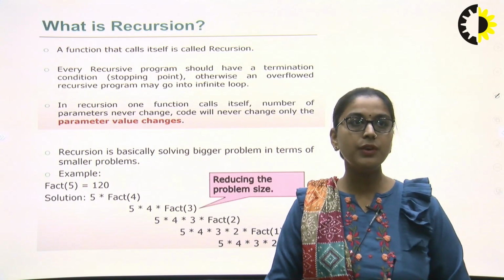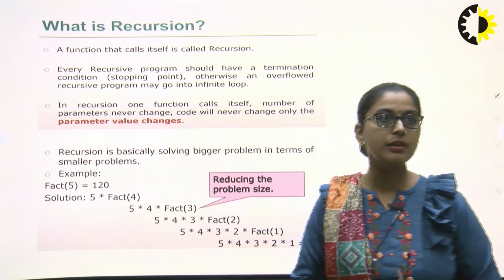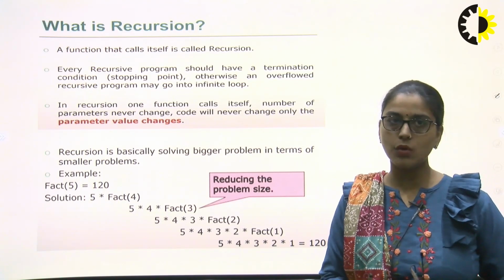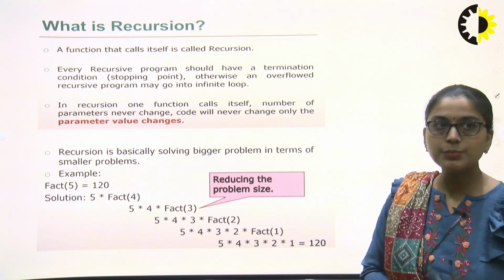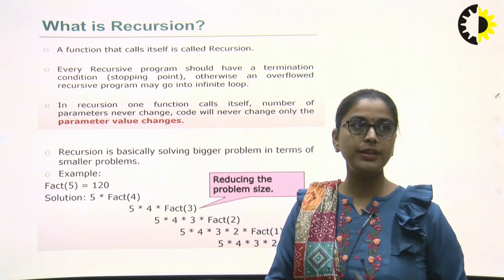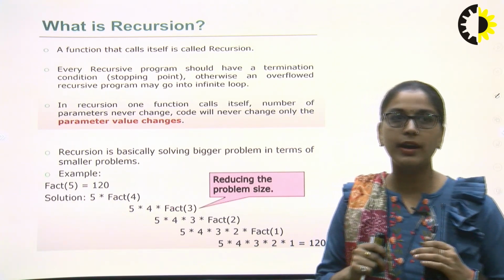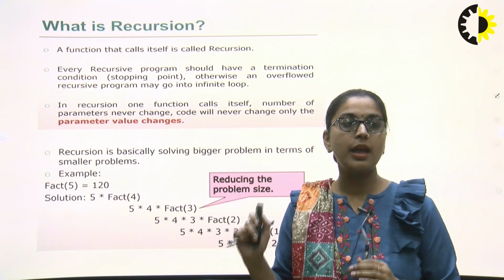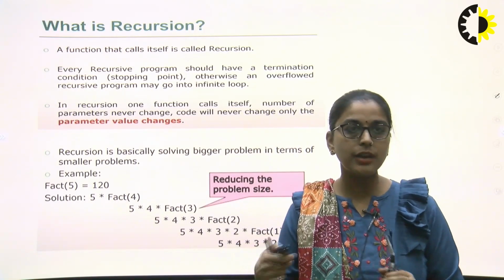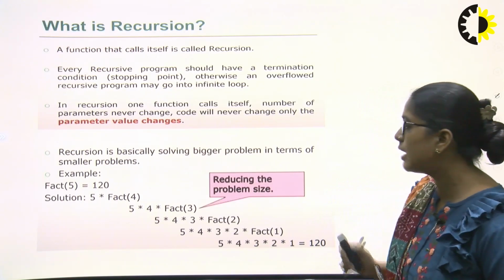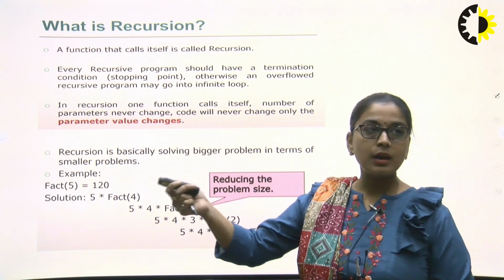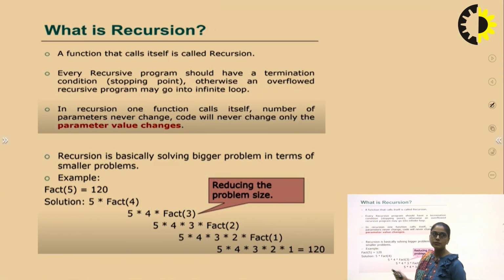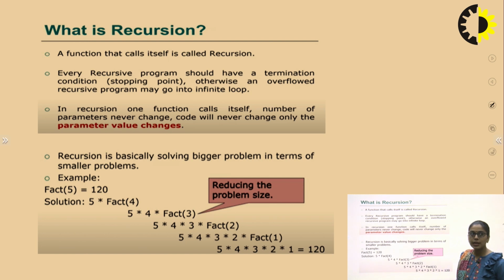In recursion, when a function calls itself, the number of parameters never changes. The code never changes, only the parameter values change. Recursion is basically solving a bigger problem in terms of a smaller problem, just like the divide and conquer technique. A huge problem is divided into small chunks, we solve chunk by chunk, and finally we get the result. As an example, how can we calculate the factorial of 5? The answer is already known, which is 120.